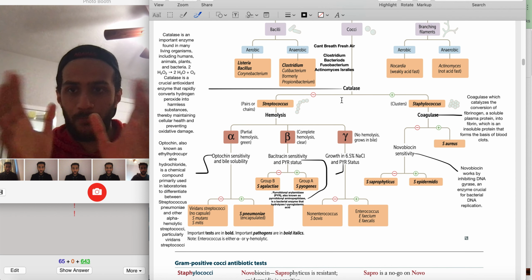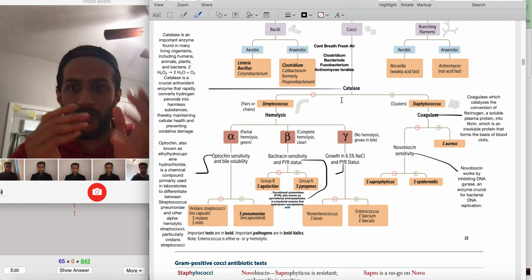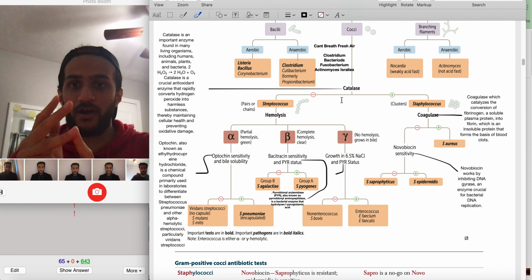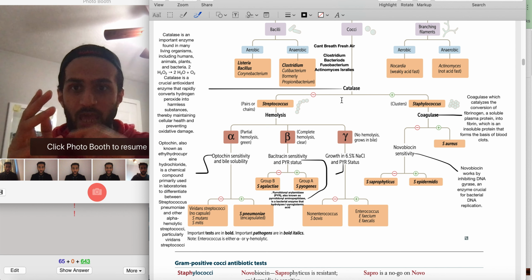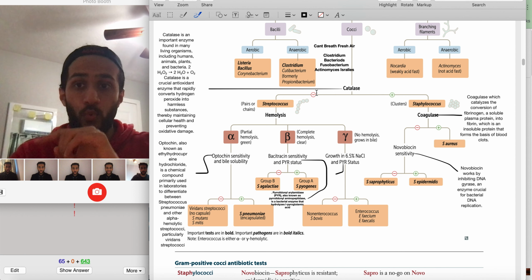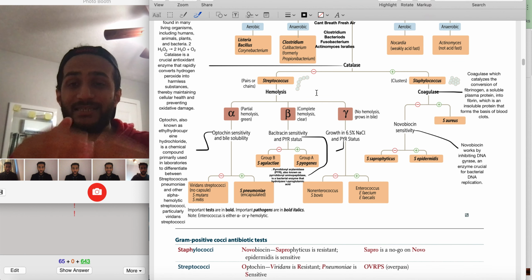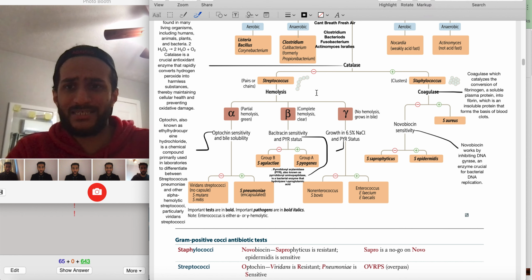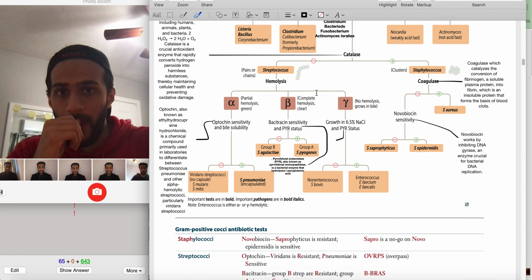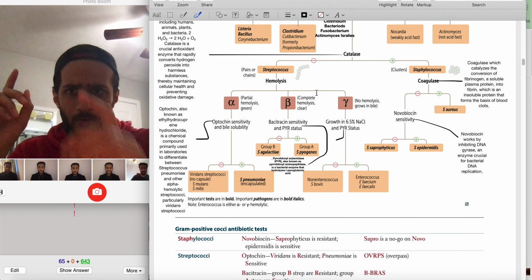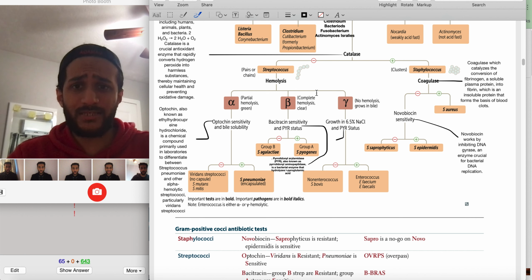Now, catalase, guys, is a really important enzyme. Basically, it's found in many things, so humans, bacteria, fungi, plants, and this basically breaks down hydrogen peroxide into water and O2. And catalase is really important in organisms as an antioxidant, so it kind of protects the bacteria in that sense. That's really important for when we speak about chronic granulomatous disease.